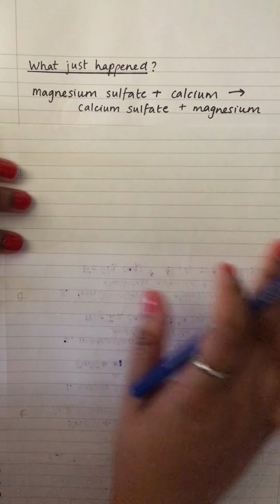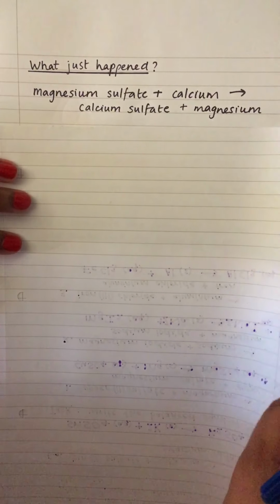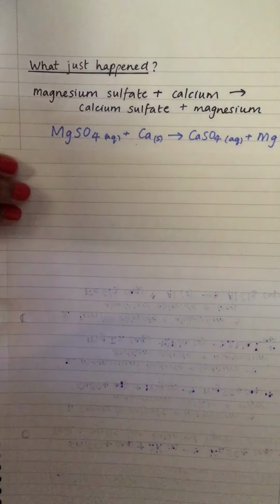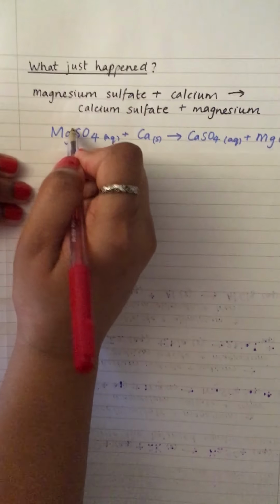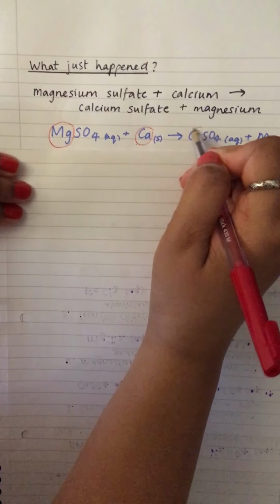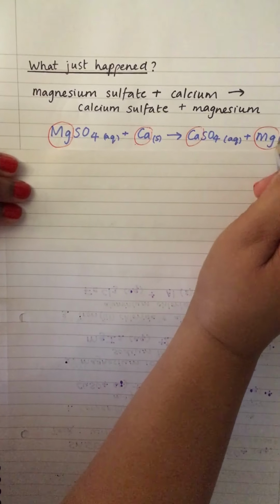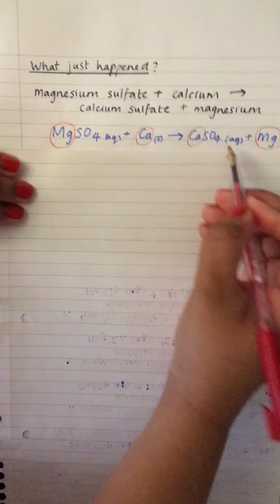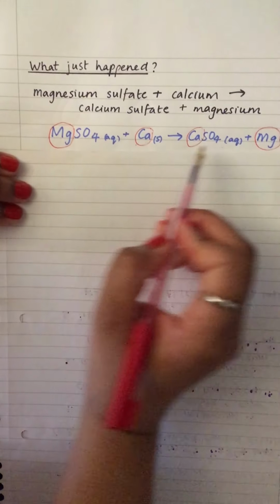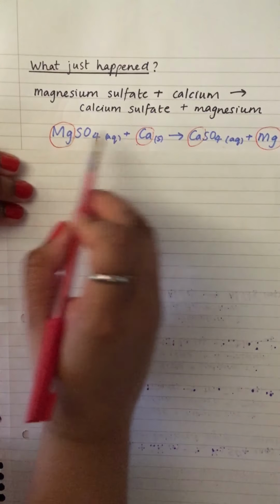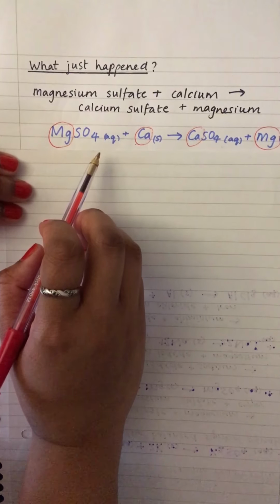Now, if I was to write this as a balanced symbol equation, I can recognise quite easily here that I've got magnesium, calcium, calcium and magnesium. You can see here that sulfate remains unchanged. It's always SO4 and it always has the same charge. But what did change was the metals it was bonded to.